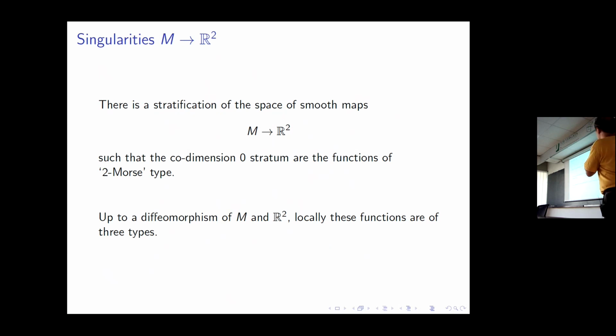Yeah. So now there are these things called 2-Morse functions. This is work due to Whitney originally, although he didn't write it up in quite this generality, but it was implicit in all his work. You take the space of functions from a manifold to the plane. There's a stratification of that, such that the codimension 0 stratum are the functions of 2-Morse type.